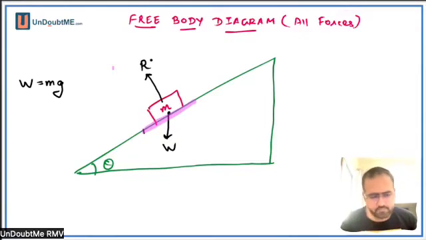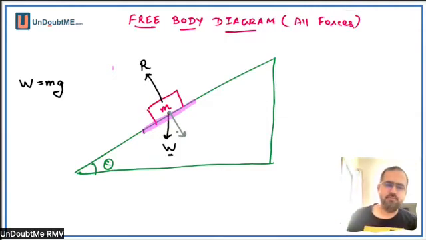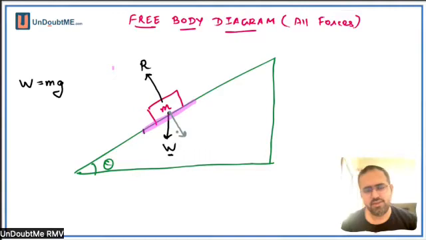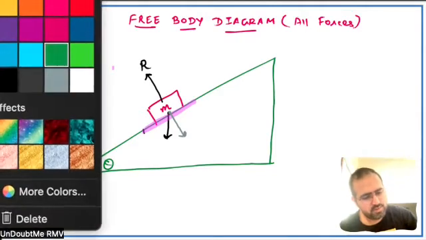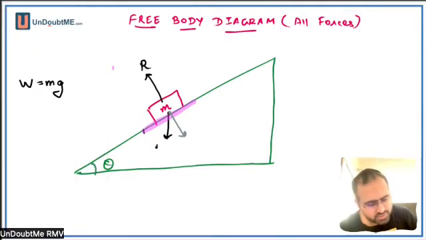Now, this W, since it is acting at a certain angle, will have two components. One of the components, the one going down, would be mg cos theta, right? And this one, that would be mg sin theta. Before you guess anything, let me just write it down first.